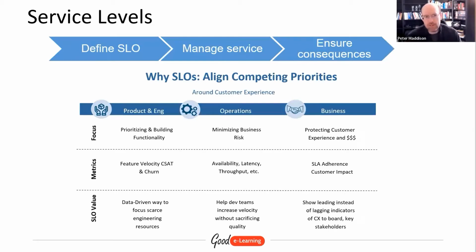When we talk about service levels, this is a critical part of SRE principles. One of the common adoption practices that we see and use is to define the SLO. Think of the objectives that we want to meet for the service. We then look at how we manage the services to those SLOs, and then ensure that there are consequences when we miss those SLOs, and that we know what behaviors we need to take. This is a very key and critical piece that we use within all SRE practices, and we'll talk about it in quite some depth as we go through this.